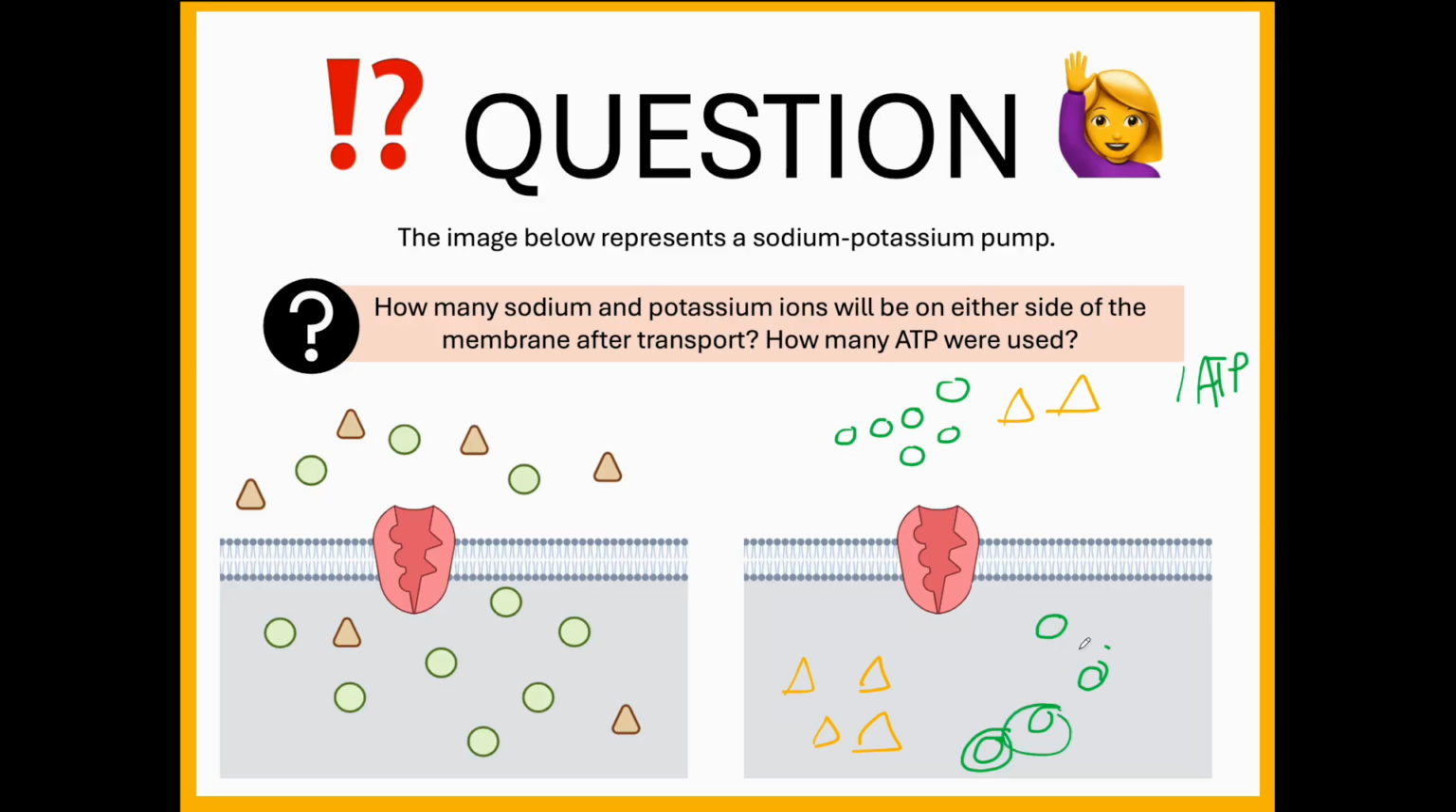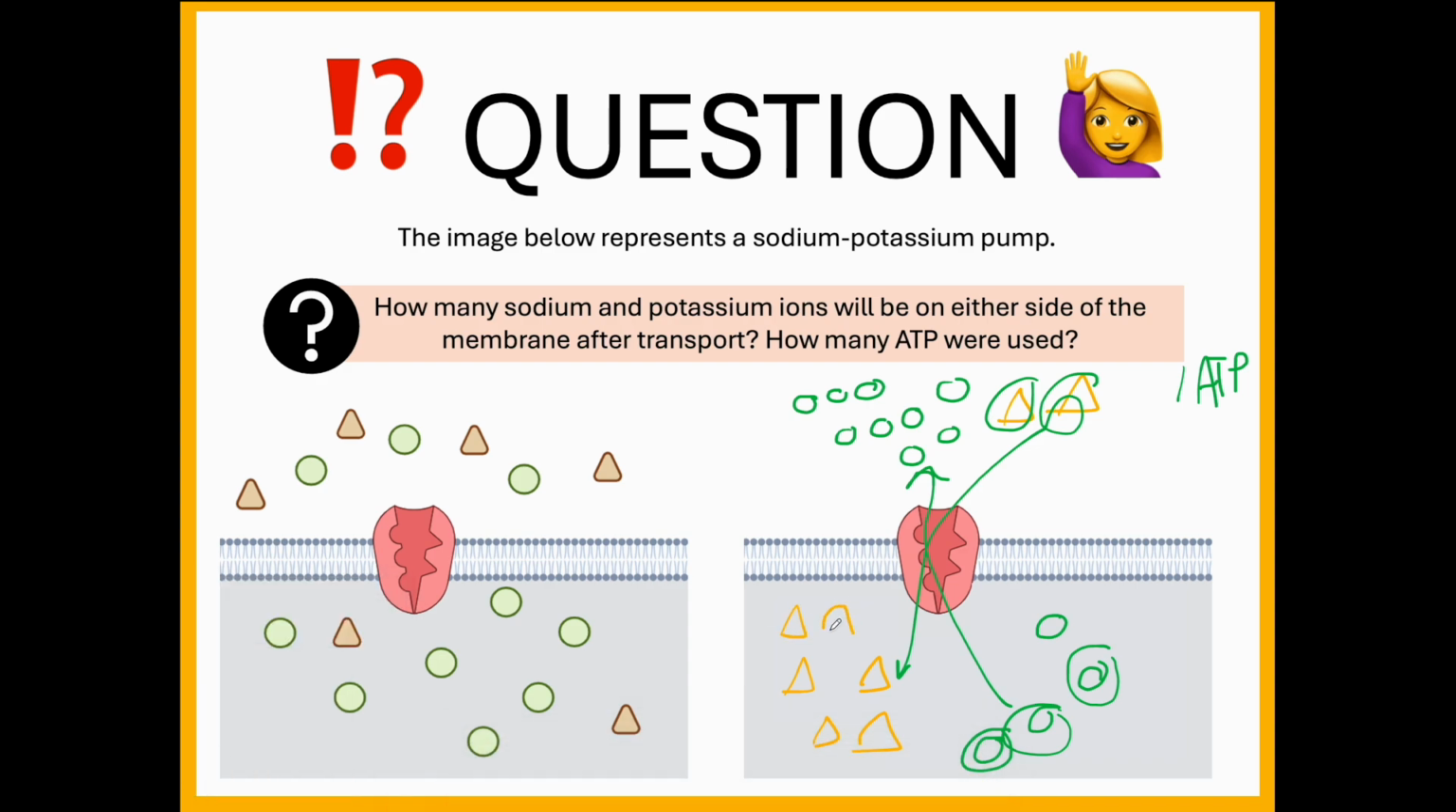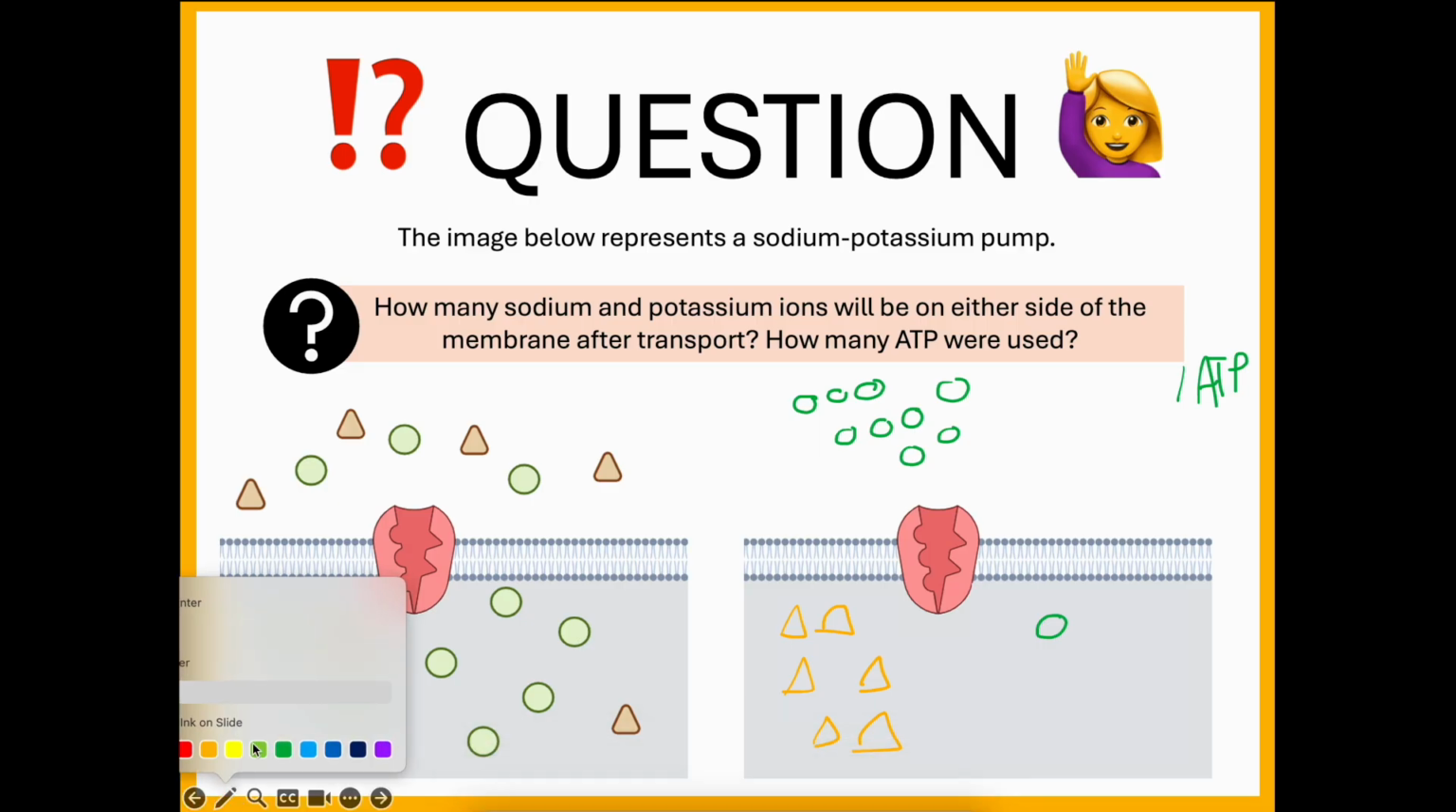Now I'm going to take 1, 2, 3 and shove them outside, and I'll take these two and shove them on this side. So let me put 1, 2, 3 on this side, and 1, 2 on this side. Now let me erase what I took away. Here we go. And now I've used up one more ATP. So all in all, this is what you'd be left with.